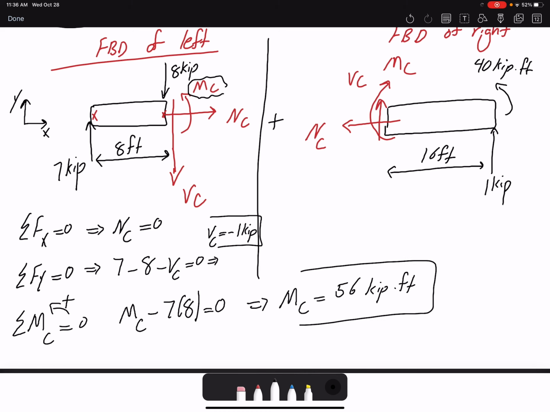So at that location, at point C, I do not have any normal force. The normal force is 0, but I have a shear force, which is parallel to the surface, and I have a moment. So on that location, I found what's happening. If I use the right side, I would get the same answer.